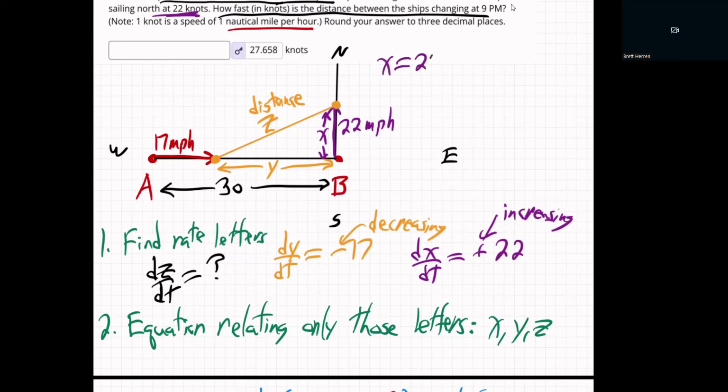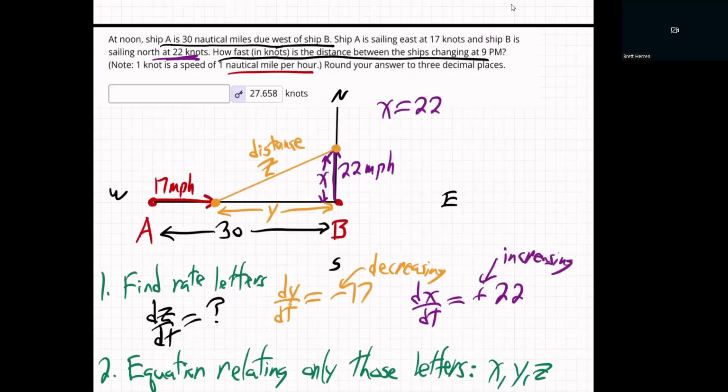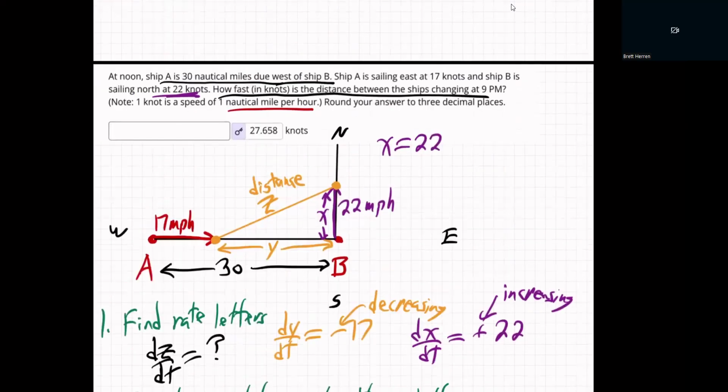X is going to be 22, right? Because it's going up this way at 22 miles every hour, and it's been doing it from noon to 9 p.m. That's 9 hours. Times 9. It's gone 22 miles an hour for 9 hours. So how many miles has it gone? It's 198 nautical miles. So X is 198.